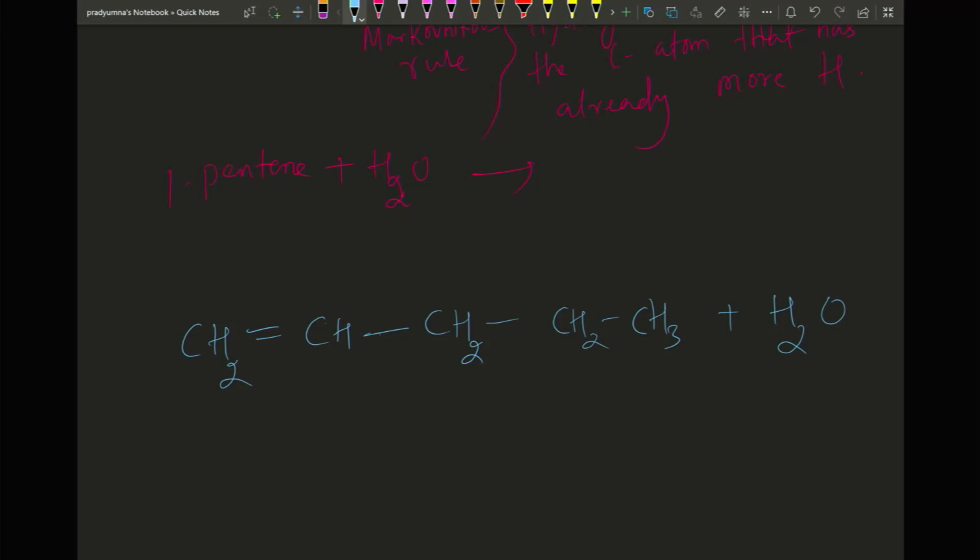Okay, so how are you going to add water? So the first thing that you want to do is find the double bond. So this double bond is here. Find how many hydrogen atoms each carbon atom has. So this one has 2 hydrogens, this one has 1 hydrogen. So which one is bigger? This is bigger. So when you add water, the hydrogen would go towards the carbon atom that has already more hydrogen. So in this case, the hydrogen would go there, and the OH would go here.